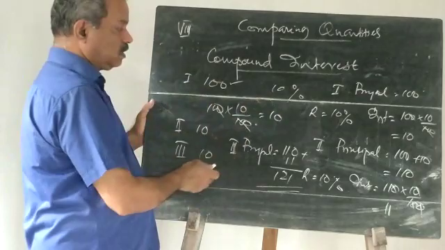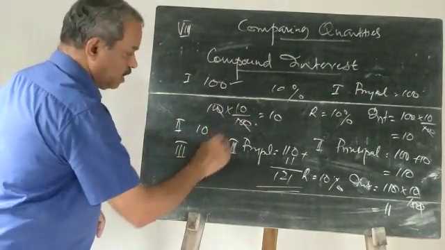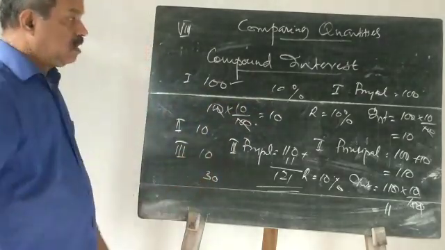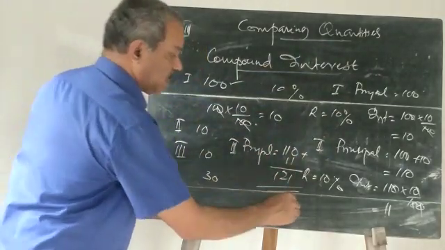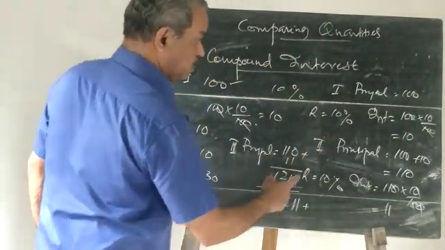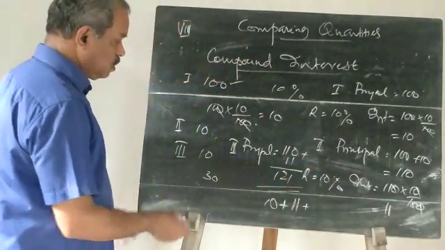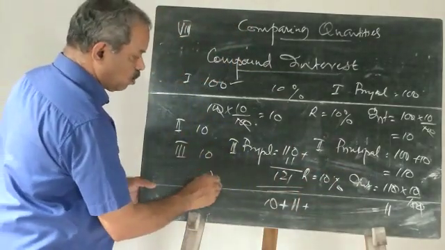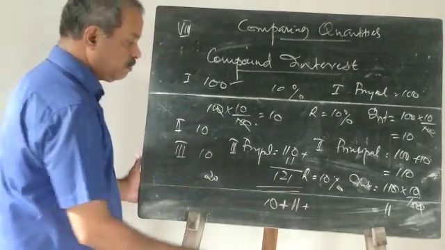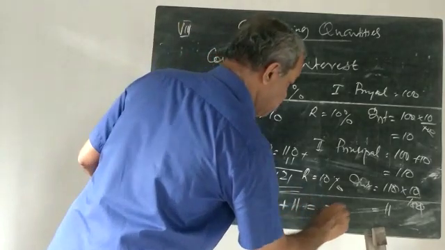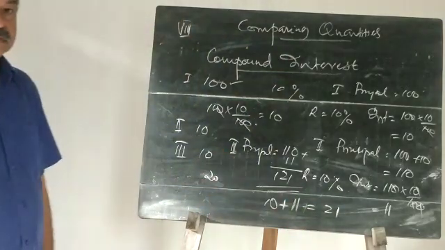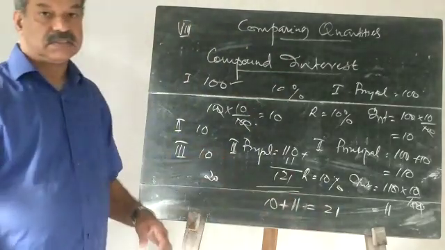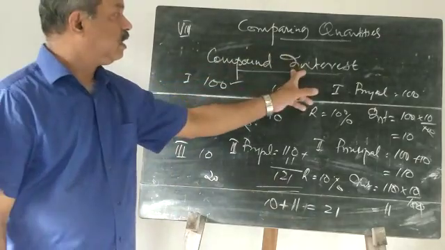Now what is the total interest for 3 years? By the simple interest method, 30 rupees. By the compound interest method, first year 10 rupees, second year 11 rupees, so for 2 years 21 rupees. There is a slight change in the amount. Here the amount increases. So this method of calculating interest is called the compound interest method.